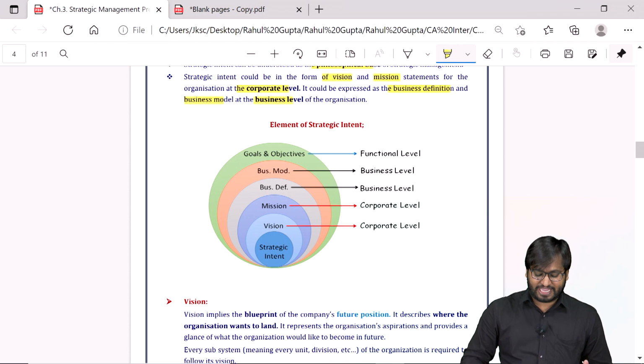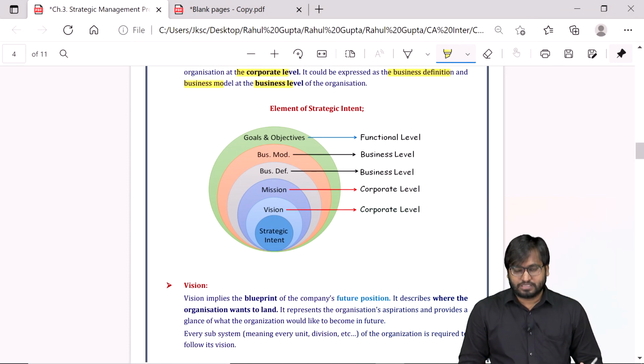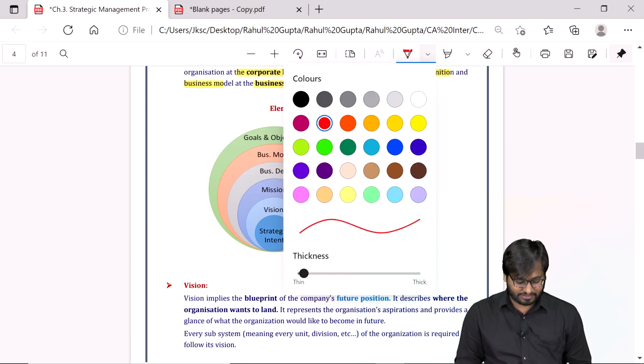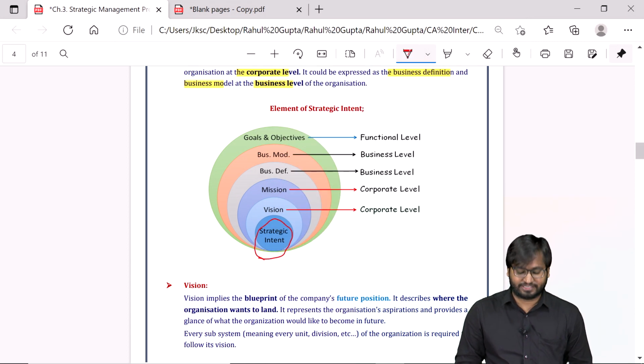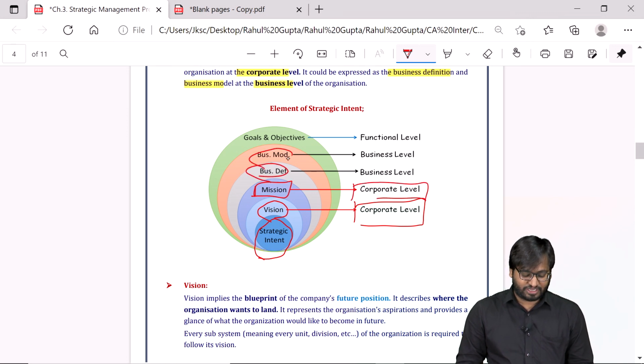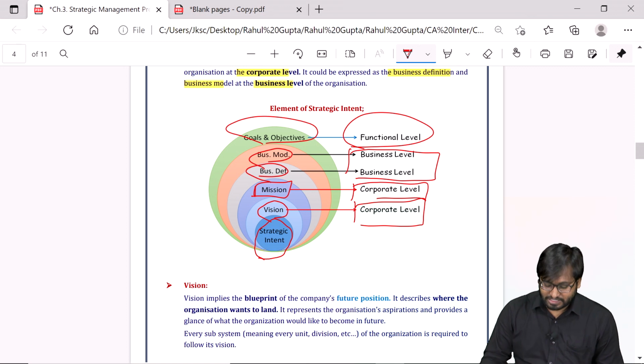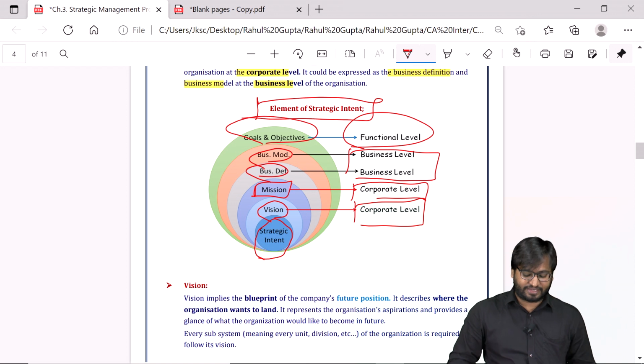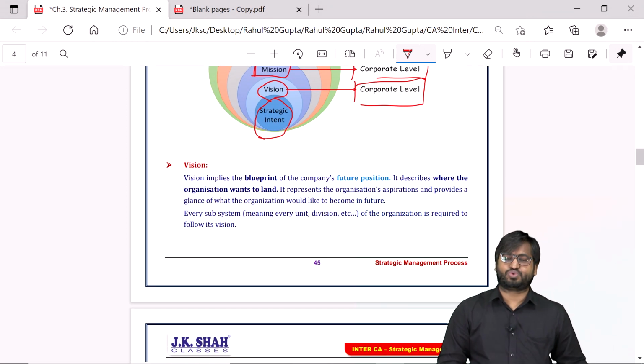So if you can see this diagram, we have our strategic intent right at the base. Just above that, we have our vision, which is given by the corporate level. We have our mission, which is given by the corporate level. Business definition and business model are given by the business level. Goals and objectives are given at the functional level. These are called elements of strategic intent, right? So let's try to understand each one.